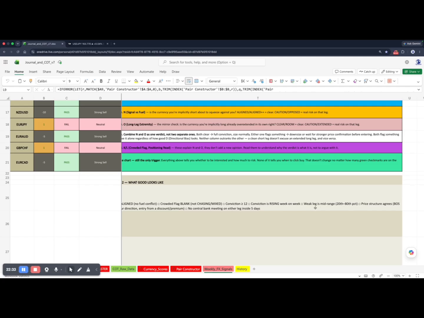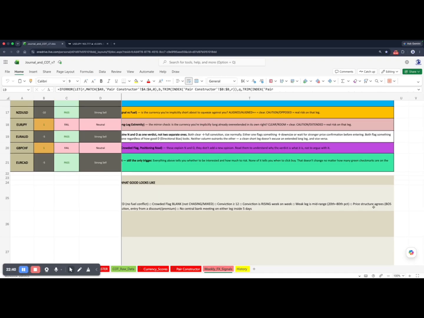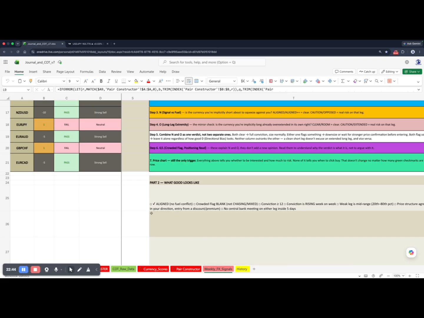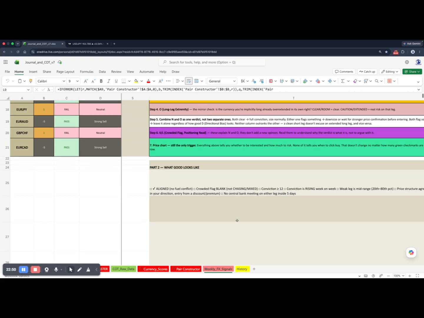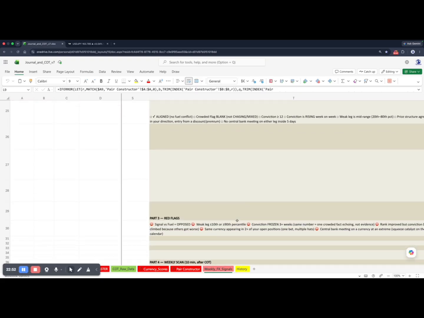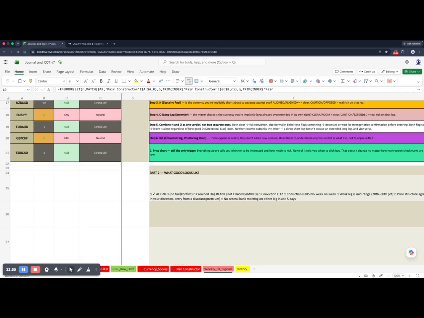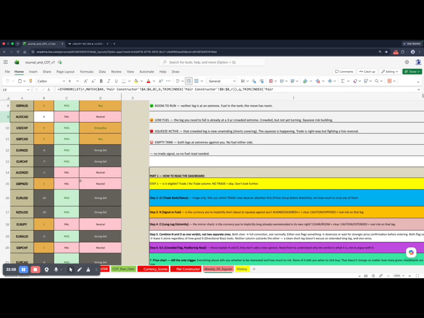The weak leg is mid-range, 20th to 80th percentile. Price structure agrees. There's a breaker structure in my direction. Entry from a discount or premium level. And there's no central bank meeting on either side of the leg for 5 days. So that's what a great setup looks like.